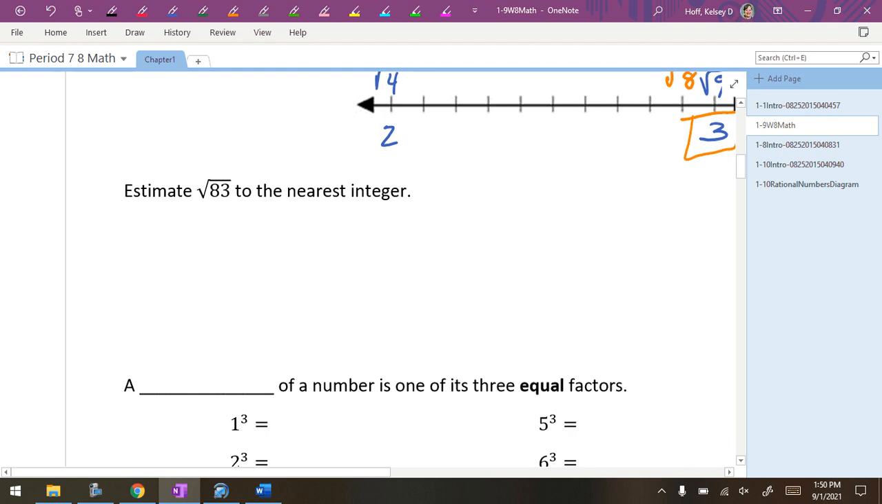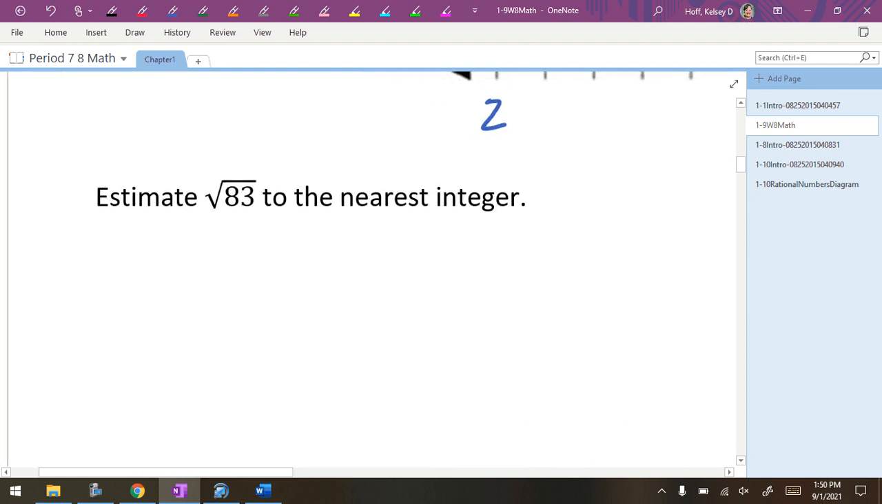Let's look at the next one. It says estimate the square root of 83 to the nearest integer. So I'm going to put the square root of 83 right smack dab in the middle.